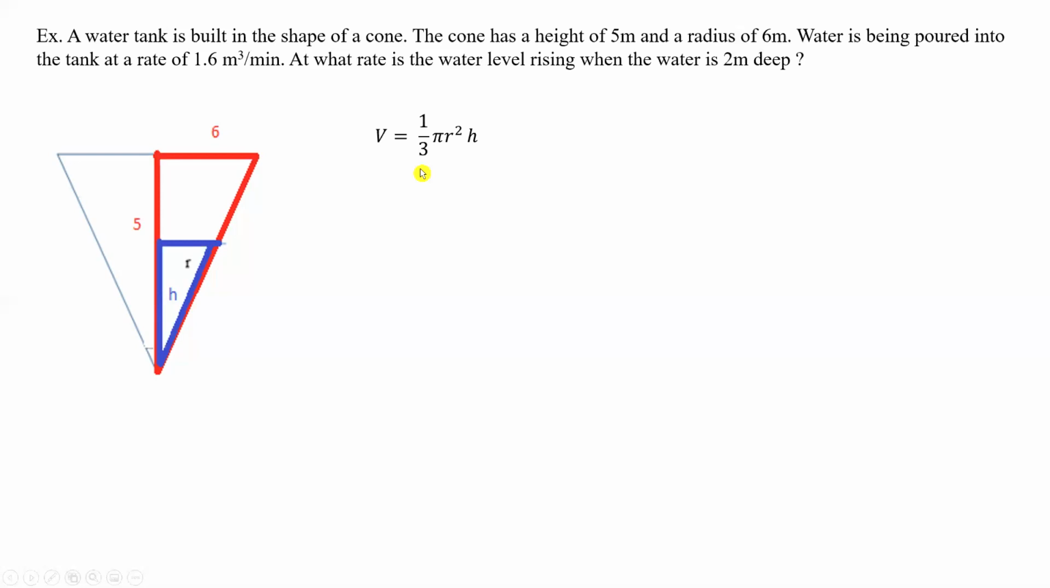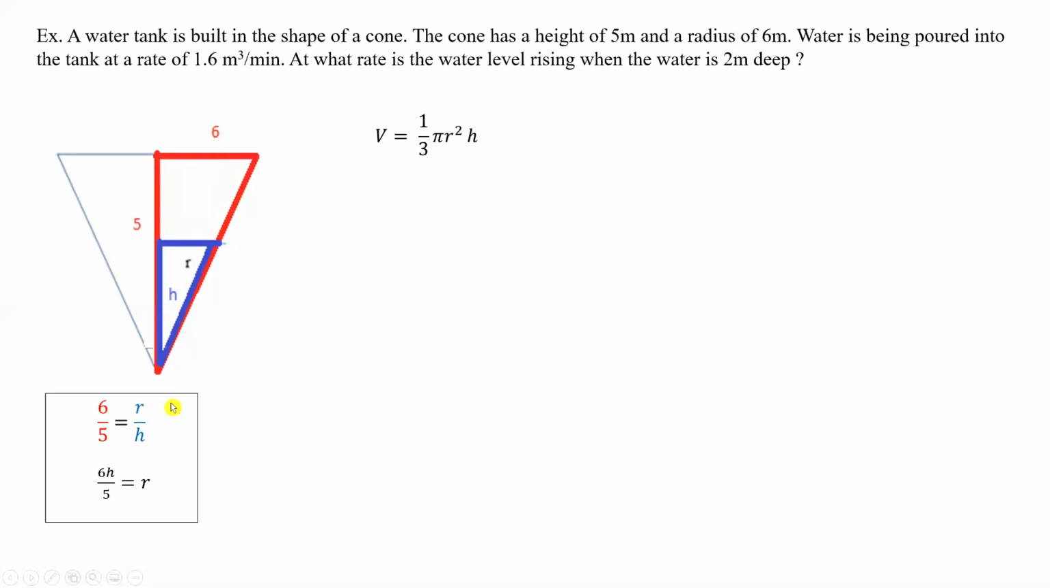So before we continue, we need to get rid of a variable. Here's how we're going to do it. The red triangle is similar to the blue triangle. What they have in common, they both have a right angle at the top, and they share this angle at the bottom. When triangles share 2 angles, it means the third angle is also the same. So the red triangle is just a bigger version of the blue one.